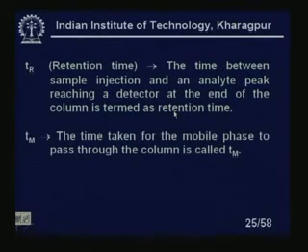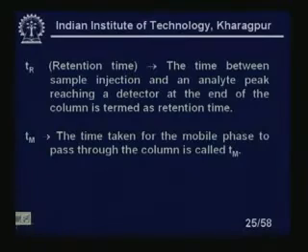Tm is the time taken for the mobile phase to pass through the column, okay. So, for this individual gas, one component of the gas we have shown, the retention time is Tr, and Tm is the time for the mobile phase. Obviously, we can see that Tr should be more than Tm in all the cases.